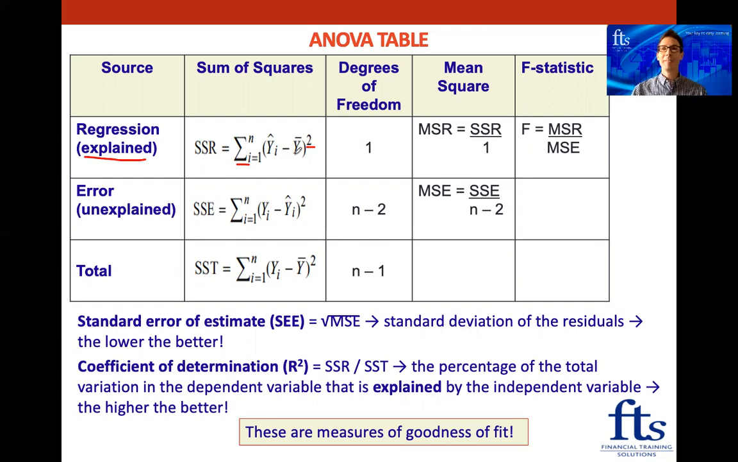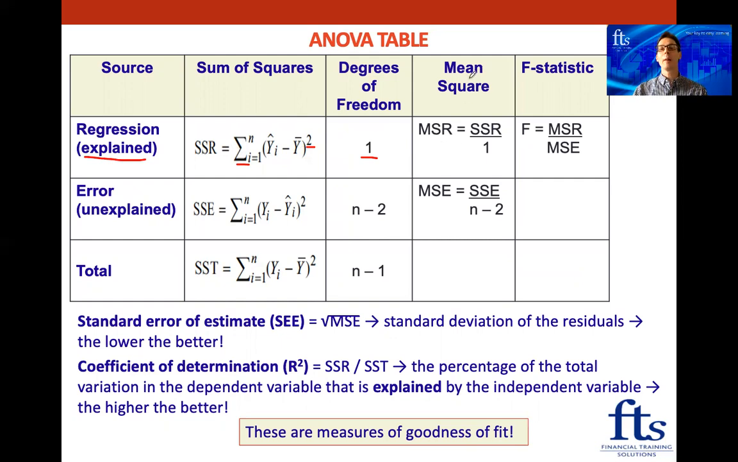So then the degrees of freedom is 1, because the degrees of freedom for our sum of squares regression is actually the number of independent variables. And we've only got one independent variable, always with simple regression. That's all we're going to do at level 1, is just simple linear regression. So we've always got 1 degree of freedom for our sum of squares regression.